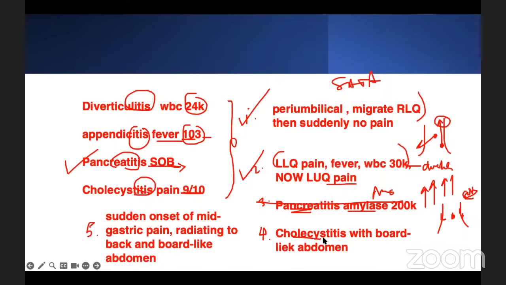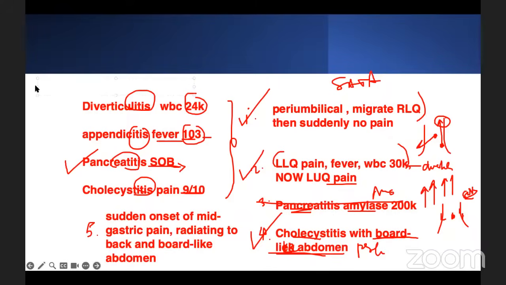Cholecystitis, right? But I have what? Board-like abdomen. Therefore, peritonitis. Don't leave this patient alone. The buzzword is what? Board-like abdomen. What other word for board-like?